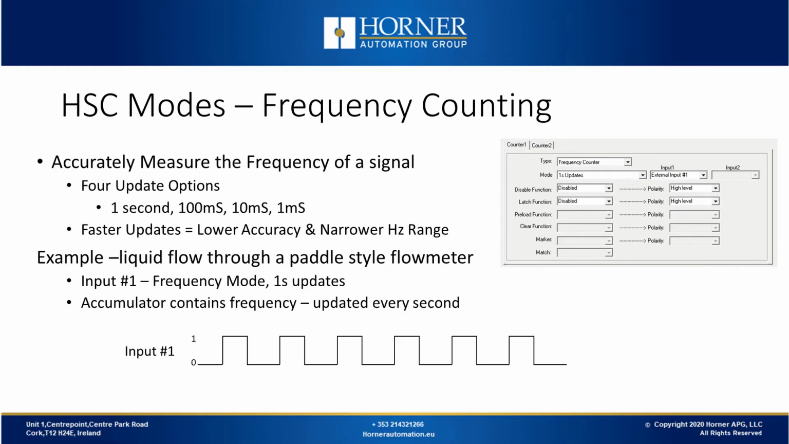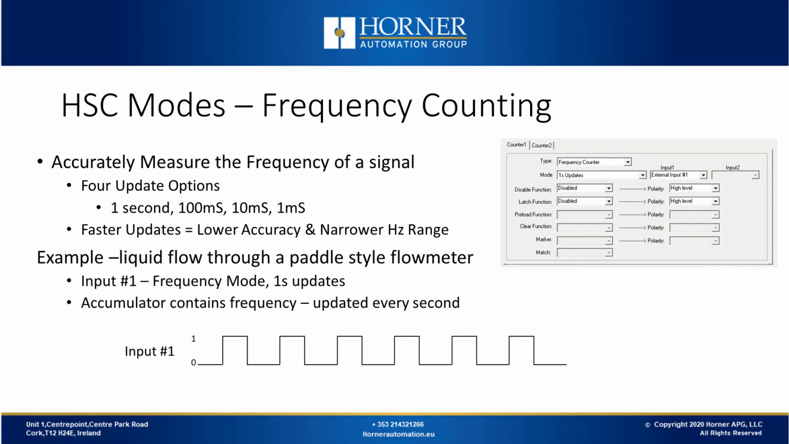Instead of selecting Totalizer as your type, you select frequency counter. Now you have 4 options for how often you want the OCS high-speed counting function to calculate frequency. You can calculate it every second, every 100 milliseconds, every 10 milliseconds, or every millisecond. The faster you recalculate, the lower your accuracy and narrower your frequency range will be. Select frequency and then select your update rate.